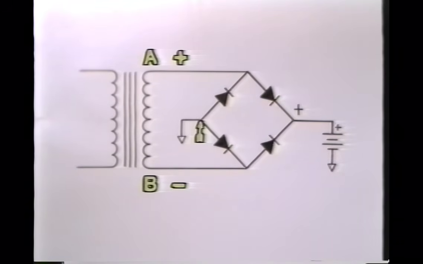Well, seemingly both of these diodes are pointed the correct direction. But remember, current flows from positive to negative, not from positive to positive. So the current flow will take the direction of this diode and back to point B, which is now the negative side of the transformer.